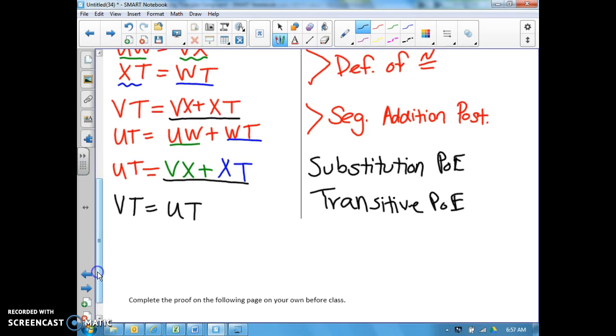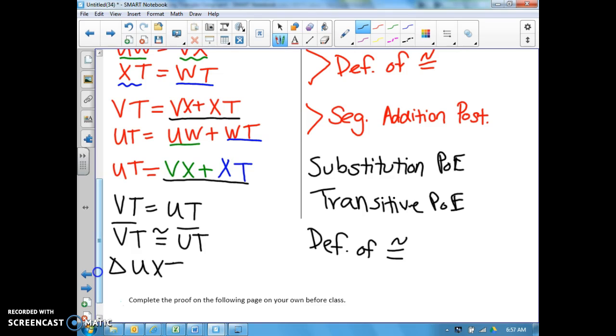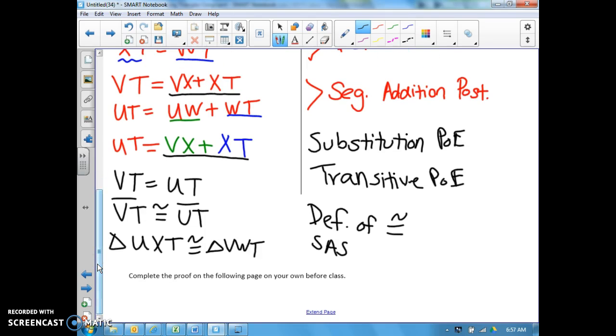and once I'm able to say that they're equal to each other, I can also say that they're congruent. VT is congruent to UT by the definition of congruent. And once we establish that, we've now established our SAS pattern. So I'm now able to say that triangle UXT is congruent to triangle VWT by SAS. And once I'm able to prove the triangles are congruent, I can prove the angles are congruent. Angle UXT is congruent to angle VWT because corresponding parts of congruent triangles are congruent.